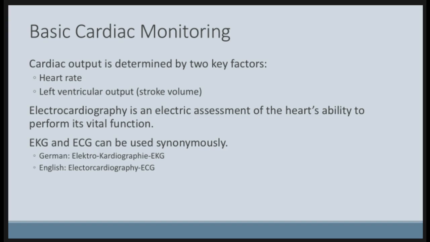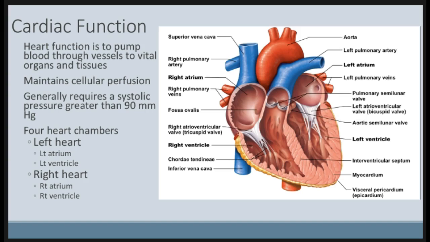And the electrocardiogram is looking at the electric assessment of the heart's ability to perform the contractions. So cardiac function: the heart functions to pump blood through the vessels into the vital organs and tissues. Oxygenation of the blood, all of this maintains cellular oxygenation of the vessels and the body and the tissues. So generally, the systolic pressure is over 90, as we talked about in the last chapter.